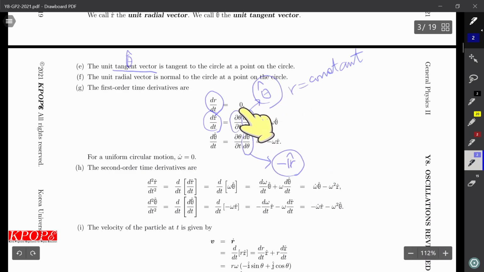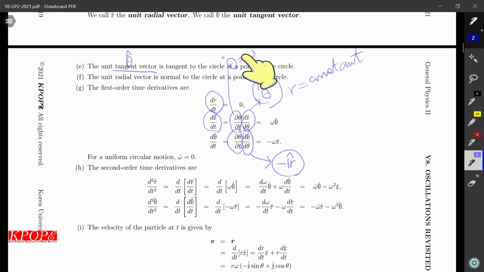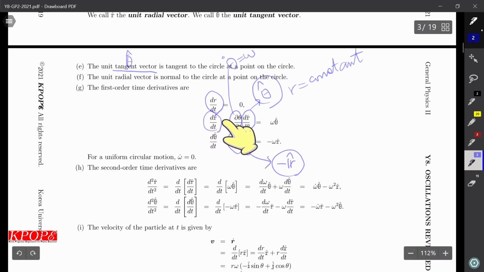And time derivative of angle, theta dot, that is omega, and this one is the same as this. As a result, time derivative of unit radial vector is omega times tangent vector. Time derivative of tangent vector is minus omega unit radial vector. Here we have assumed uniform circular motion, thus omega is independent of time.